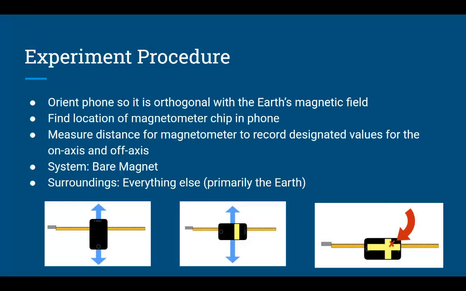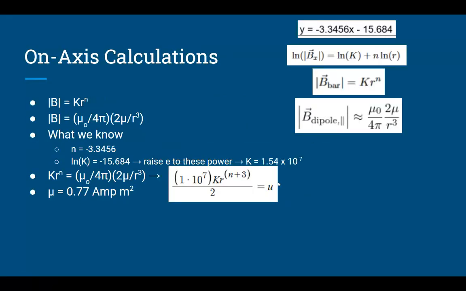So for our procedure, we just took a phone and downloaded a little app on it so we could measure this. What you had to do is first find where the magnetometer was. It's right above the camera. And then we would measure from side to side, pulling the magnet closer and further. The system was the bar magnet, and the surroundings was everything else.